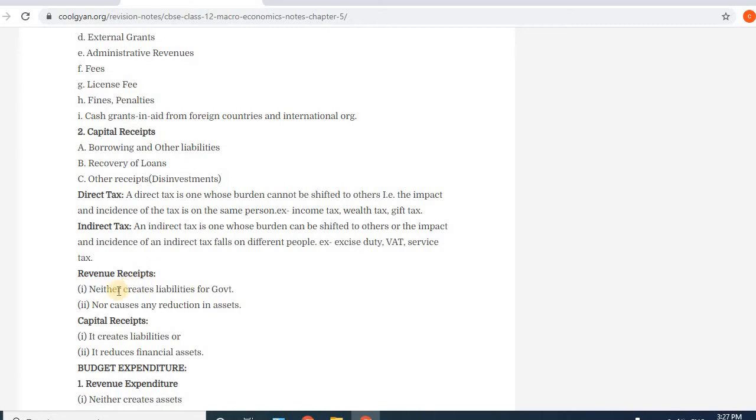Revenue receipts: neither create liabilities for government nor cause any reduction in assets. Capital receipts: they create liabilities or reduce financial assets.